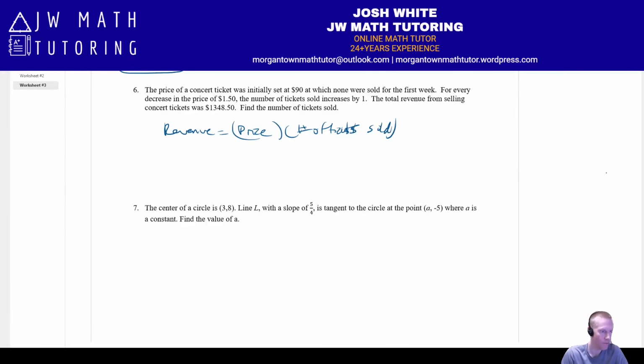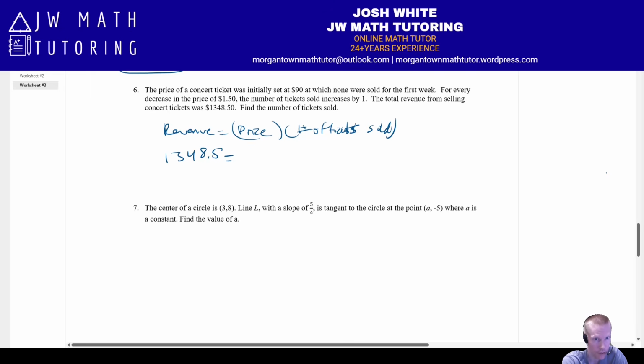Okay, so we have to come up with an equation now to solve. We know the revenue, 38 times 30, 1348 times 50. The number of tickets sold is going to be x. That's what we're going to end up solving for. The price, however, is basically a linear function.